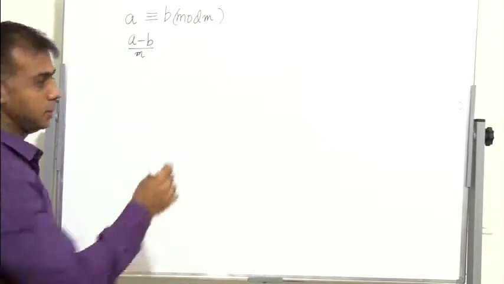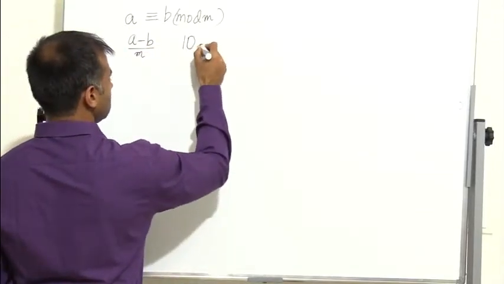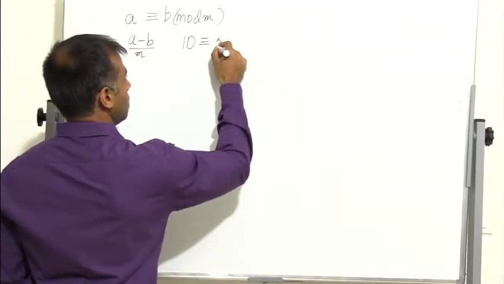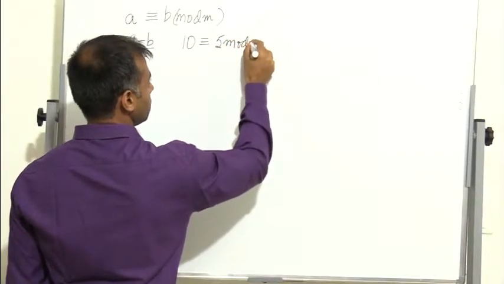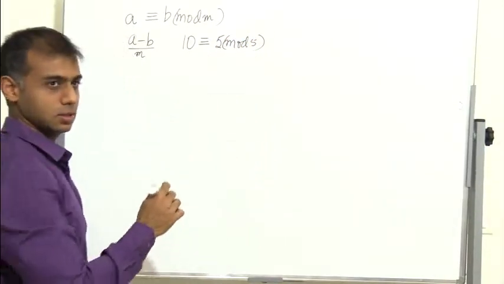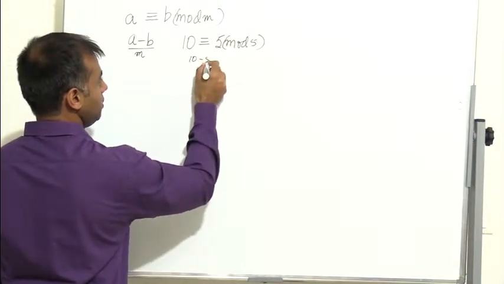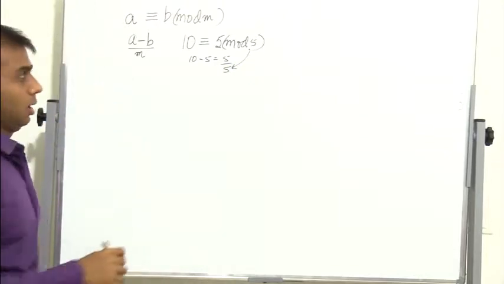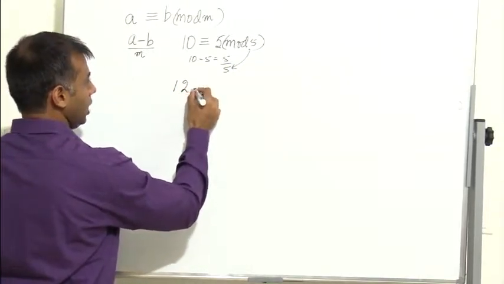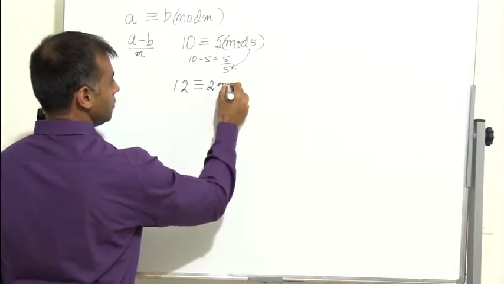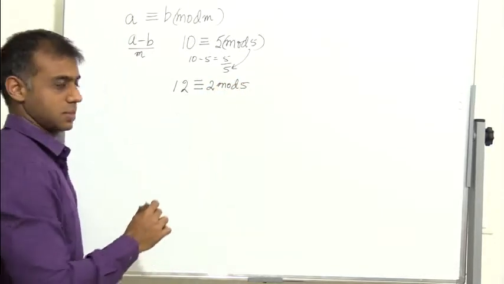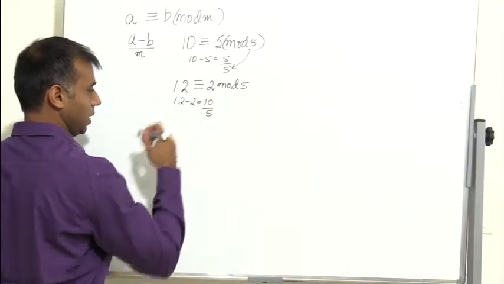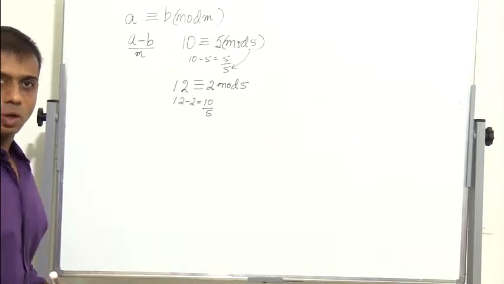So let's take an example. We say that 10 is congruent to 5 mod 5. Right? So 10 minus 5 is 5, which is divisible by the mod value 5. Also 12 is congruent to 2 mod 5. That is, 12 minus 2 is 10, which is divisible by 5. So this is how we define a congruence relation.